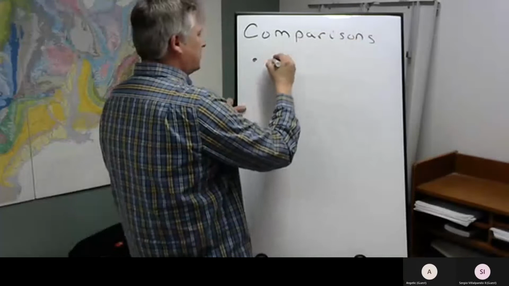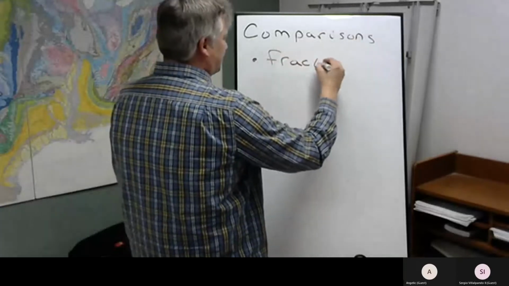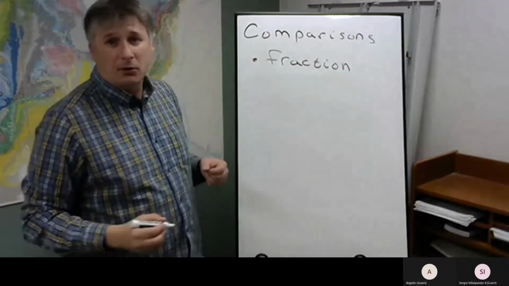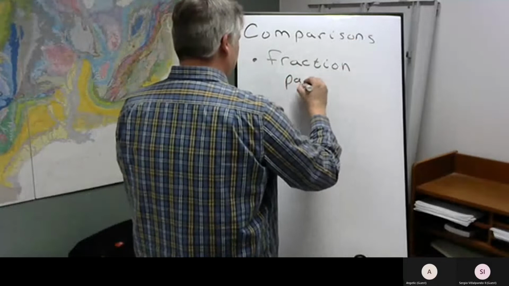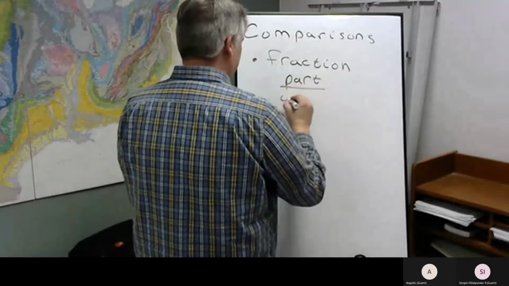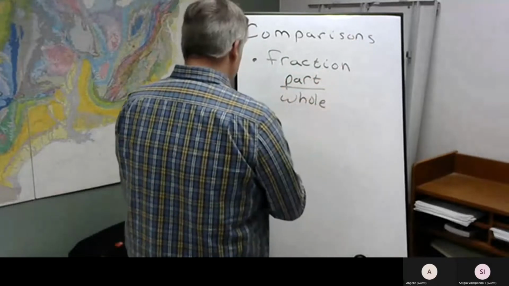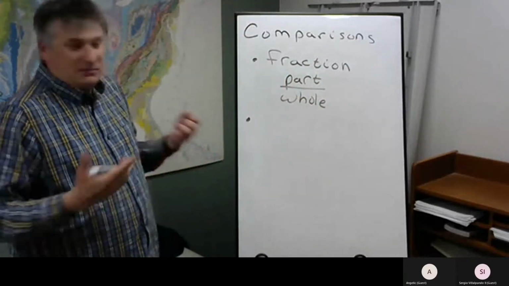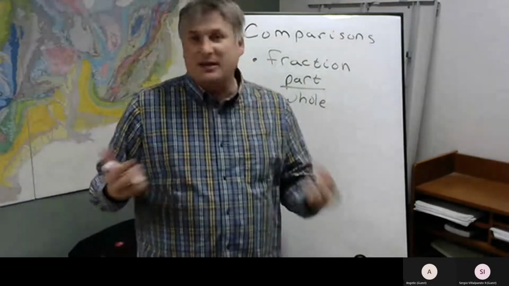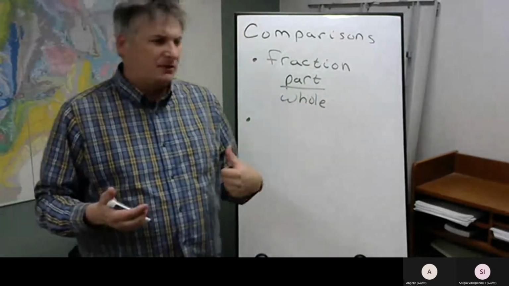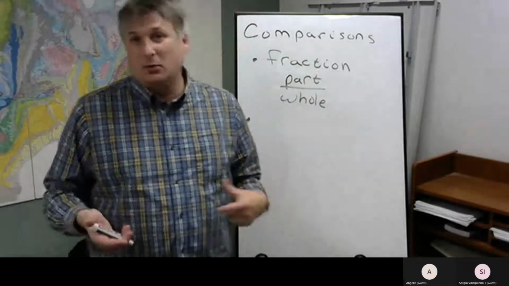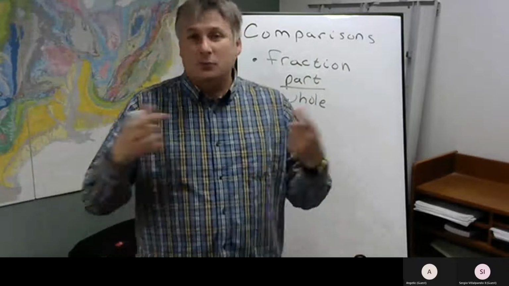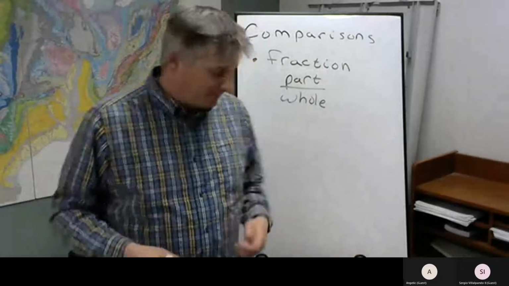The first one is what we call a fraction. A fraction is a part divided by a whole. Like if you have slices of pizza, you can think of it like you have 8 slices of pizza and 5 of them were eaten. So what's the fraction of pizza that was eaten? Well, the 5 pieces that were eaten divided by the 8 original pieces, or 5 over 8.